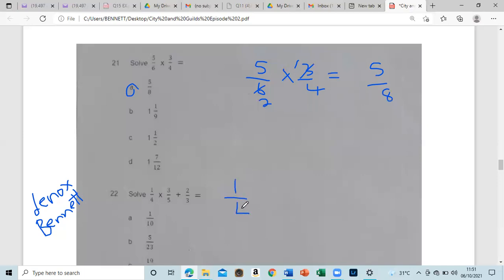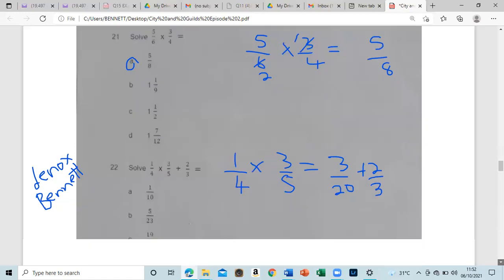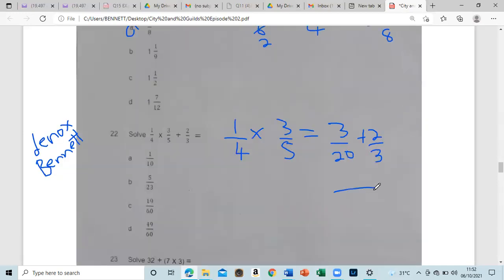When you're multiplying, you just multiply numerator by numerator and denominator by denominator. So 1 times 3 is 3, and 4 times 5 is 20. So that's 3 over 20 plus 2/3. The LCM will actually be 60, because once you're adding and subtracting, you find the LCM. In this case, it will be 60. 20 into 60 goes 3 times, so that's 3 times 3 is 9. 3 into 60 goes 20 times, so that's plus 2 times 20, which is 40. So we get 49 over 60. So that is T.